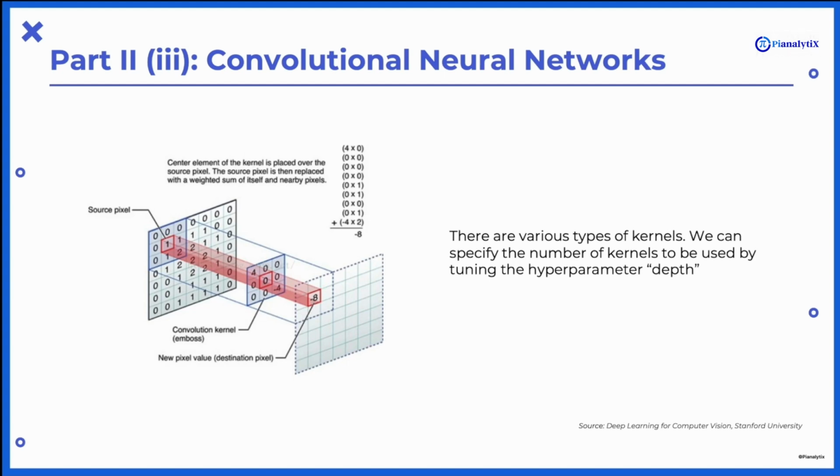Here we can see how the convolutional layer is working with a filter and a kernel size of 3 cross 3. The kernel goes through each pixel of the image, performing a convolution and creating a new learned feature based on the filter.